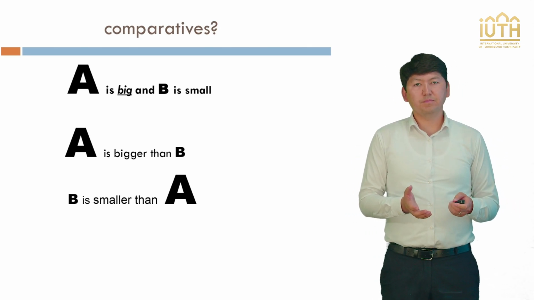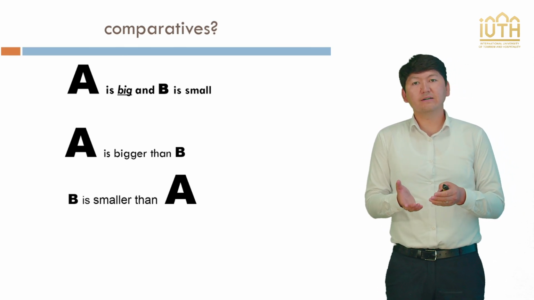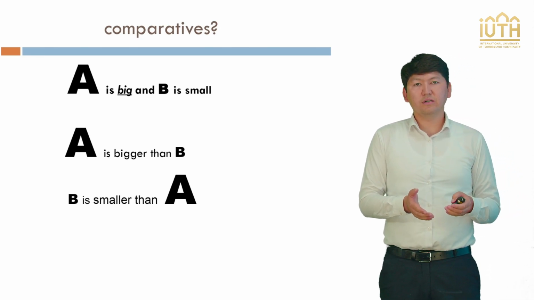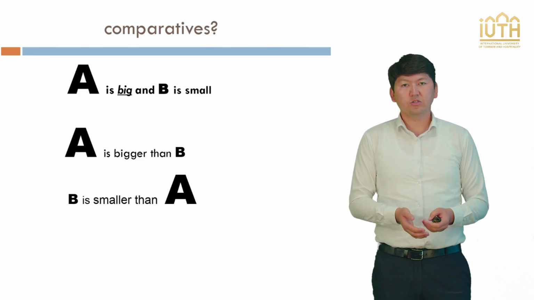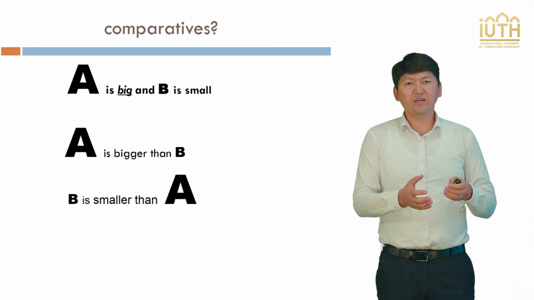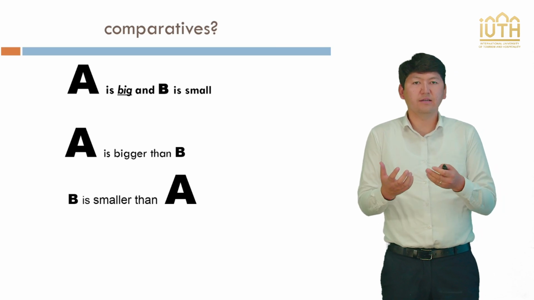A is big and B is small. A is bigger than B. B is smaller than A. So this is the structure of comparison. We compare adjectives like big and small.